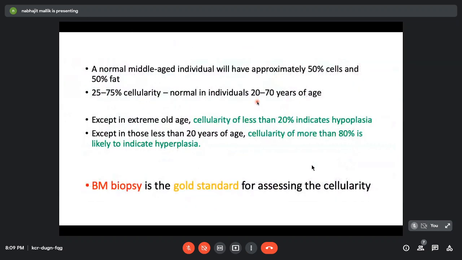Now, a normal middle-aged individual will have approximately 50% cells and 50% fat. So there will be around 25 to 75% cellularity as normal in individuals with 20 to 70 years of age. Now, except in extremely old age, cellularity of less than 20% indicates hypoplasia, and except in those who are less than 20 years of age, cellularity of more than 80% is likely to indicate hyperplasia. This is the rule of thumb that we can use while assessing cellularity, and we know that the bone marrow biopsy is the gold standard for assessing cellularity.